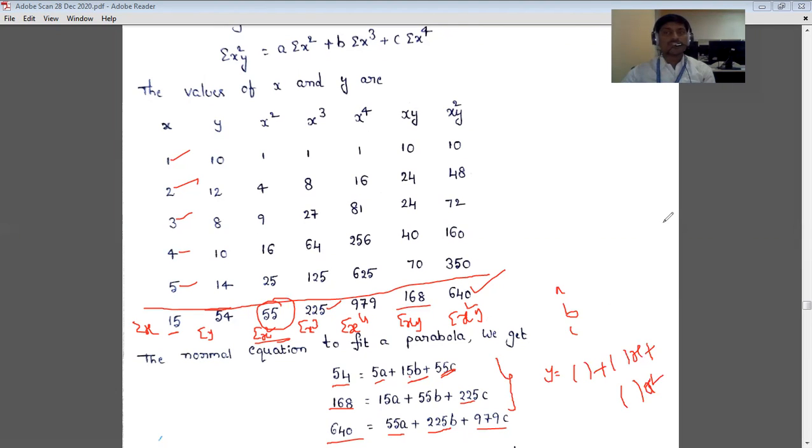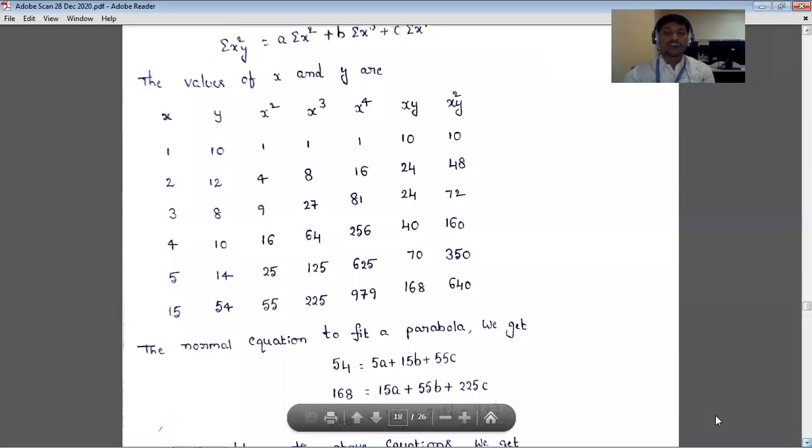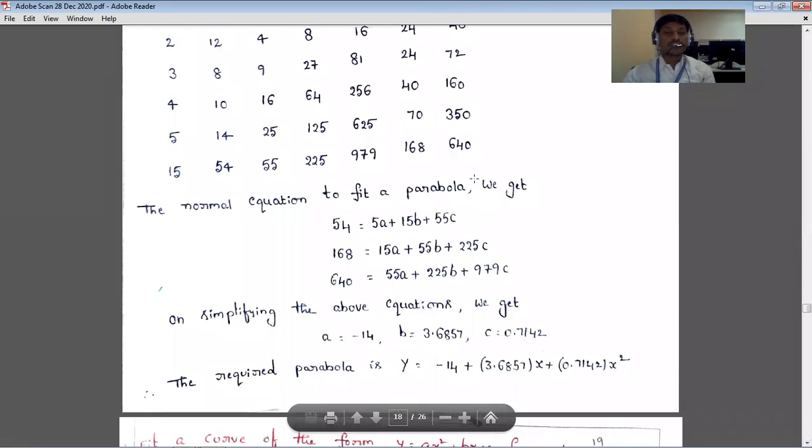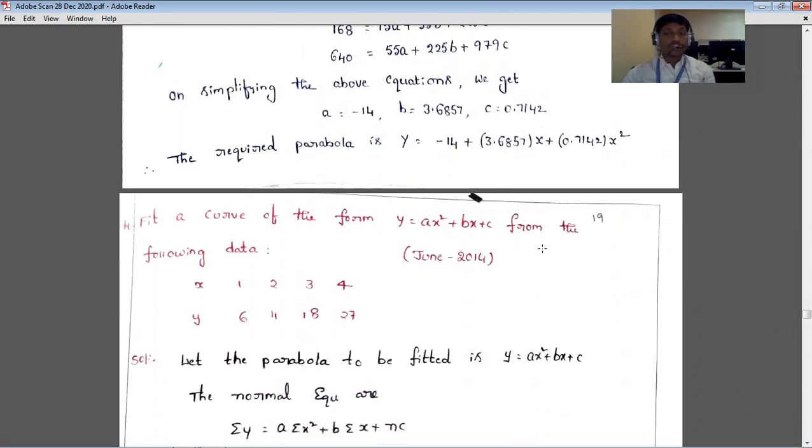So there is not much difference there and here. There it is having two constants we calculated, and here we calculated three constants. Okay, so this is the one. Finally, on simplifying the above equations, we got a is equal to minus 14, b is equal to 3.6857, and c is equal to 0.7142. And we substituted those values here. Correct.